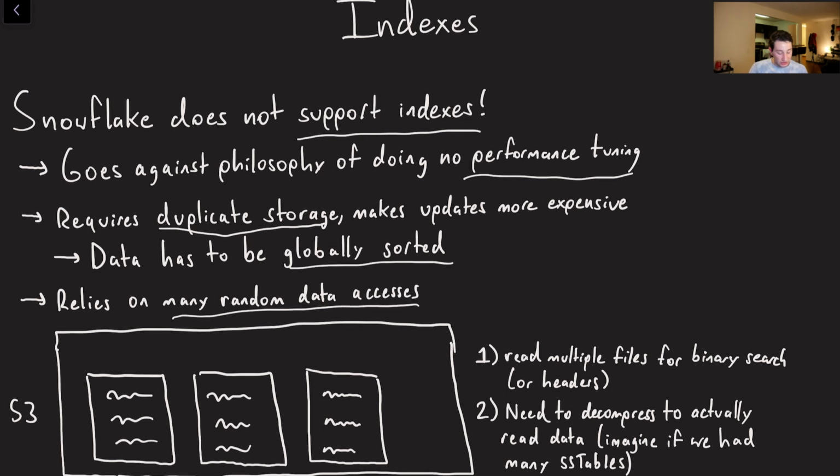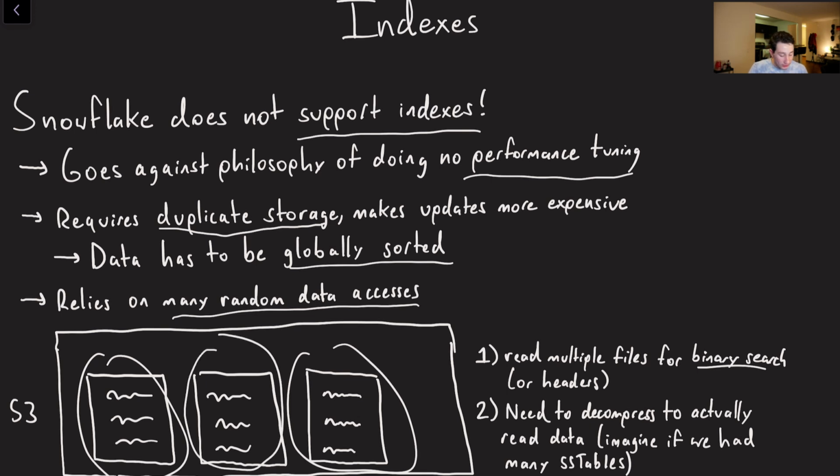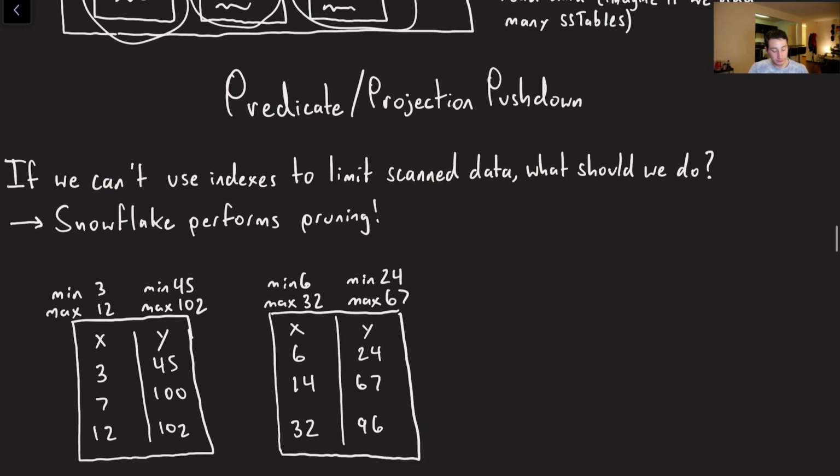And it just relies on many random data accesses, which is going to be fairly slow on S3, because if we're doing some sort of binary search, we have to go to all these files. We have to look at their headers to see what range of keys they contain. Then when we eventually reach a file where we think we have it, we have to decompress that data and then do another binary search within that. They just don't want to deal with it, and so they don't support them.